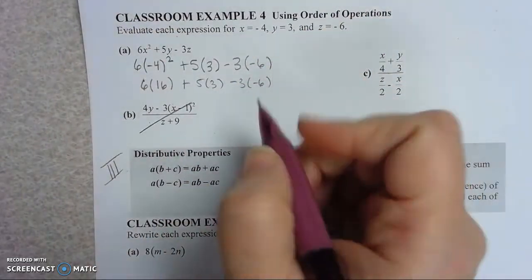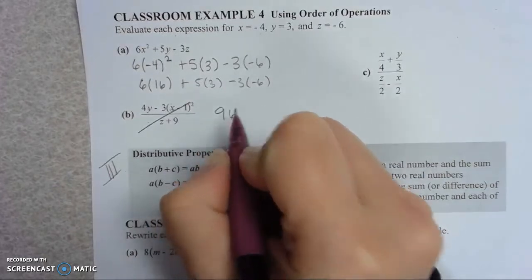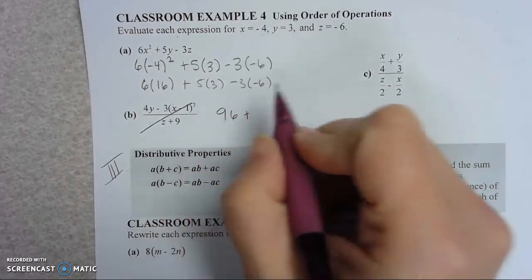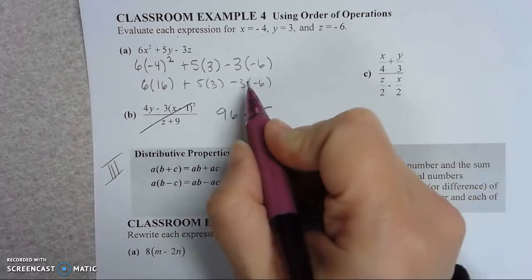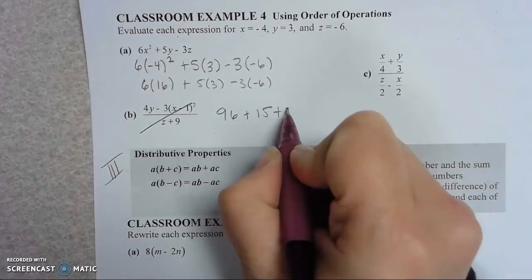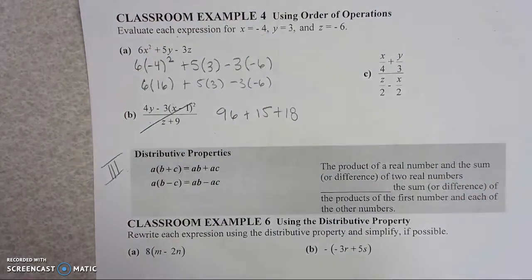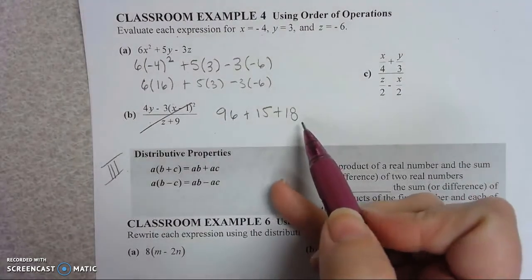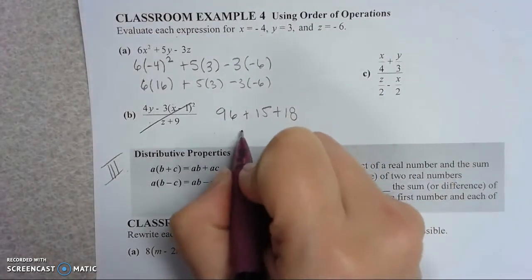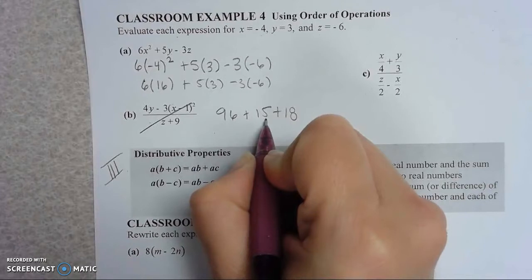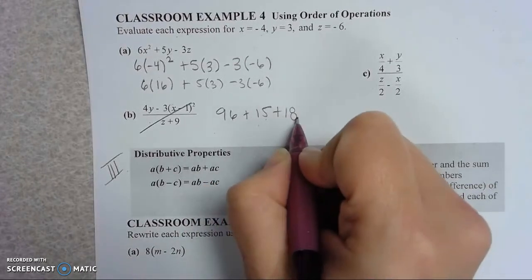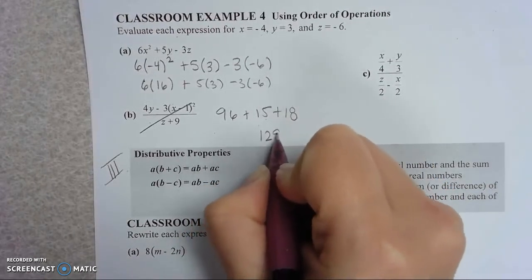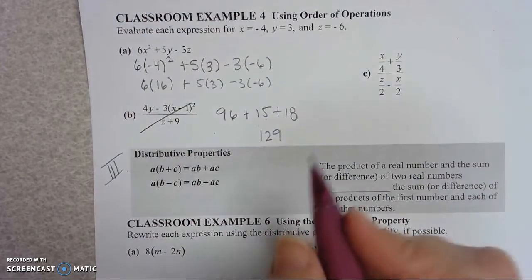I'm going to mark that one out. It's 96. 5 times 3 is 15. And negative 3 times negative 6 is positive 18. Now I just have some addition I need to do. So that'll be 96 plus 15 will be 111, 129, I believe.